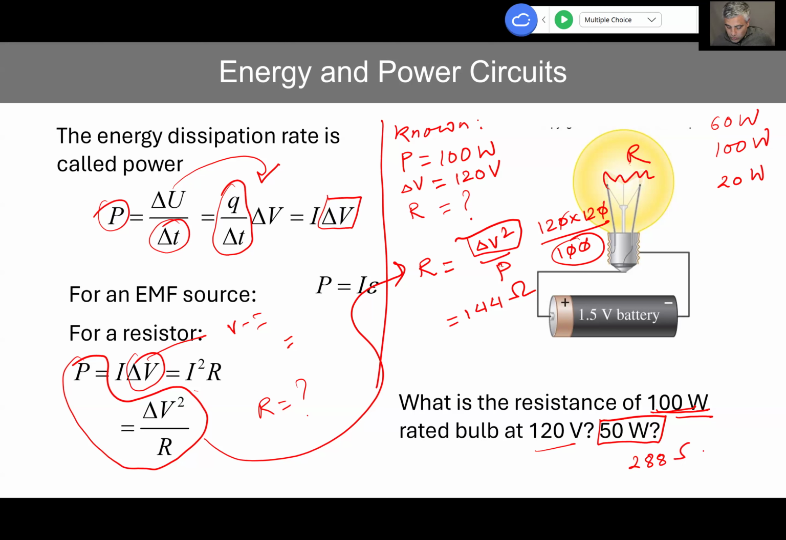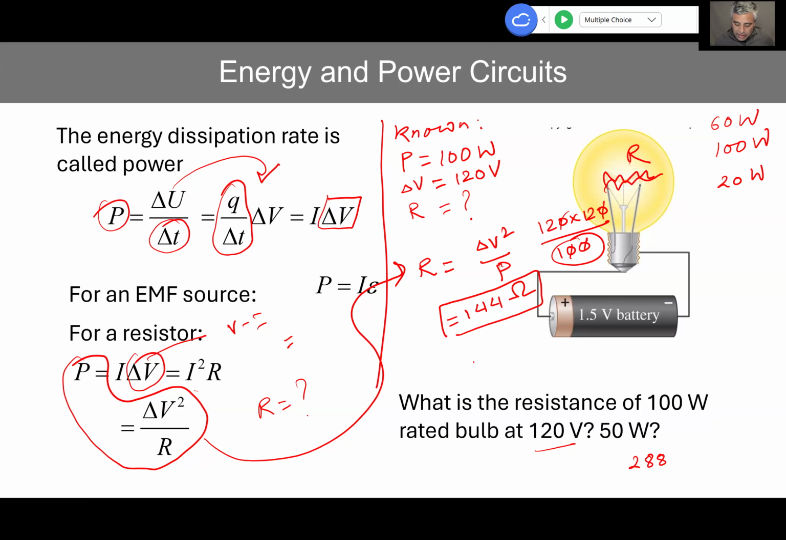So for 50 watt, it would be double, which means it is 288 ohm. Now, let's suppose you bring this 100-watt light bulb from here in the US to your Europe trip, okay? And then what's going to happen? You're going to connect that. What power are you going to get? Okay, see, resistance is going to be fixed. It depends just on the resistance of the coil. So it's fixed, right?